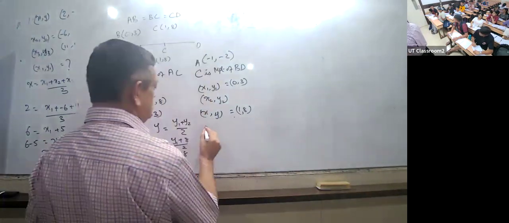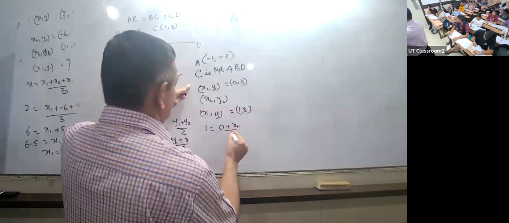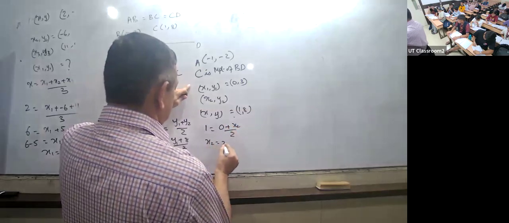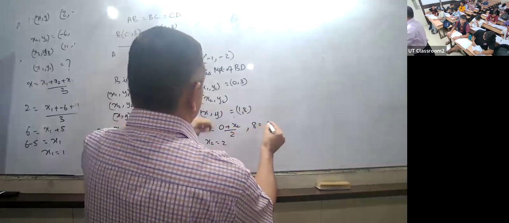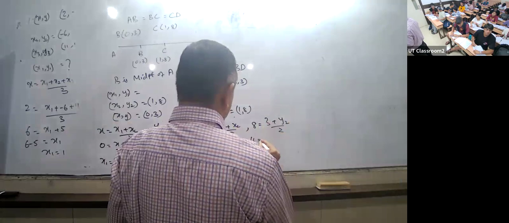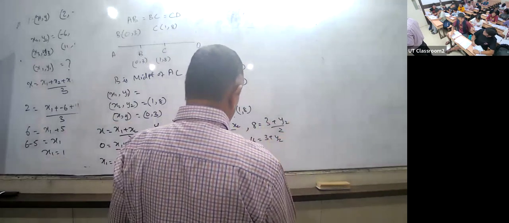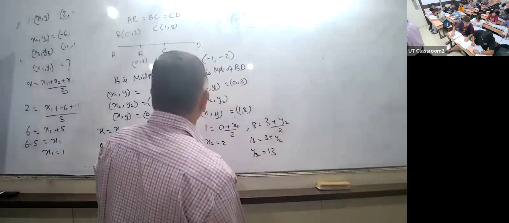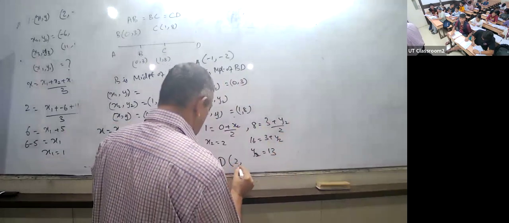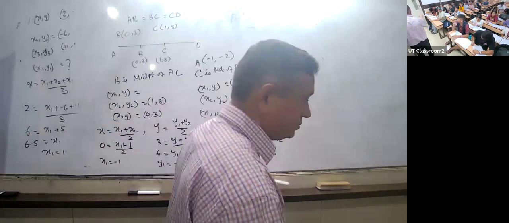So, therefore, 1 is equal to (0 plus x2) by 2, so x2 is equal to 2. 8 is equal to (3 plus y2) by 2, so 16 is equal to 3 plus y2, which gives y2 equal to 13. Therefore, the coordinate of D is (2, 13). Did you get it? Yes, sir.